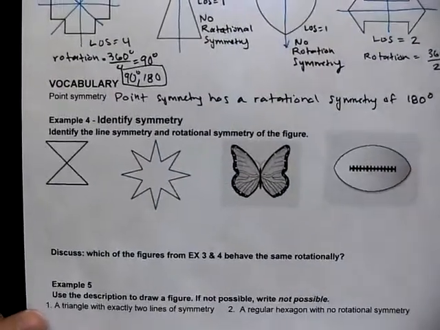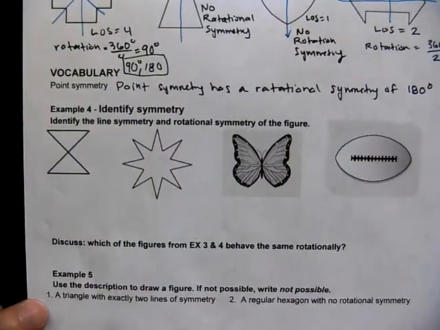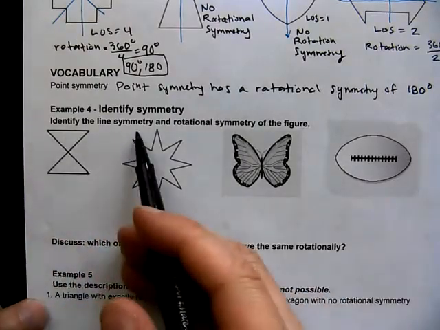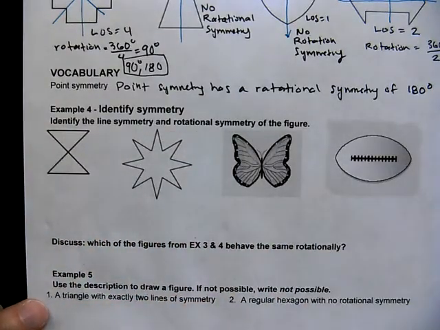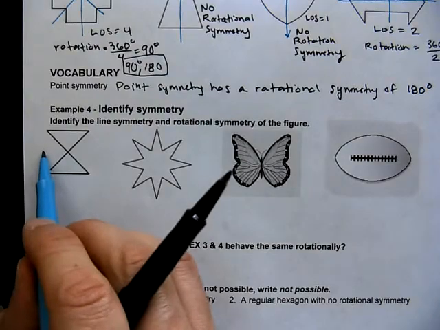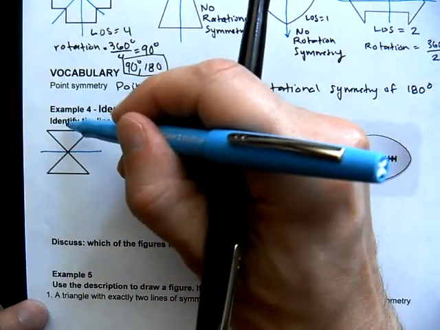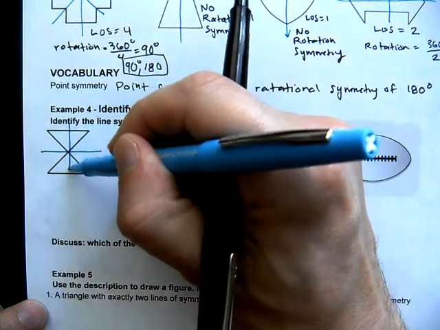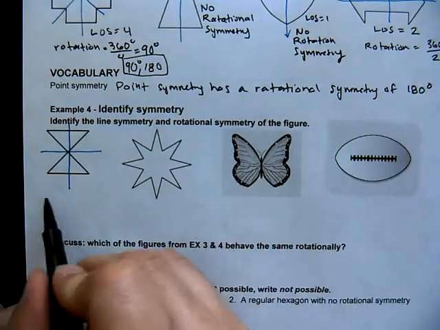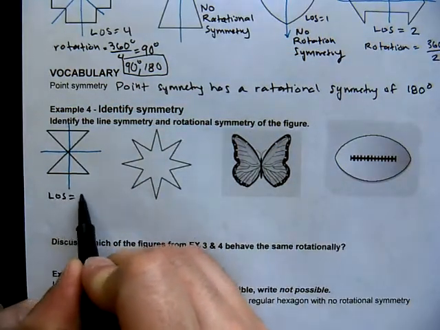Here we just have a greater variety of shapes. Again, same idea, identify the line of symmetry and the rotational symmetry. I would have you try this in class, right? You could take a look to see what we did. Here we have two lines of symmetry.